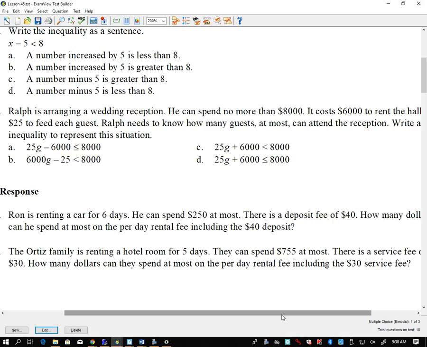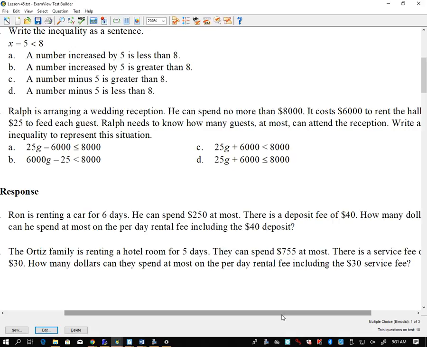$2,000, right? Because we have a total of $8,000 that we can spend. We don't have to spend all of it, but we can only spend up to that. That's our max dollar amount. So we have $2,000 left. It costs $25 to feed each person, right? So the only thing that can change now is how many people we invite to the wedding, correct? How do we represent that?